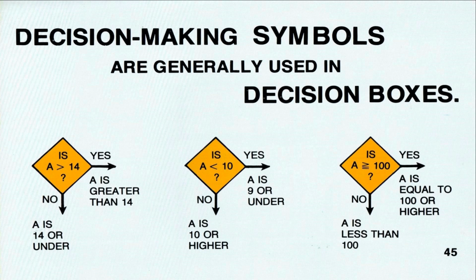The example on the right says, is A greater than or equal to 100? Naturally, a yes is indicated if A is 100 or higher. On the other hand, if the answer is no, A is less than 100.